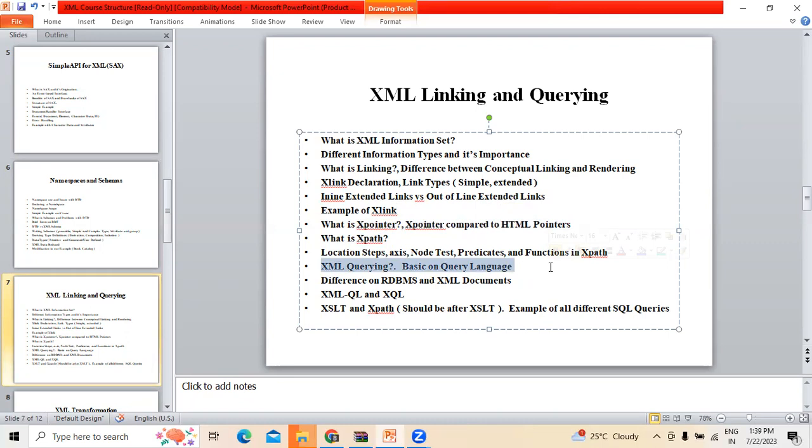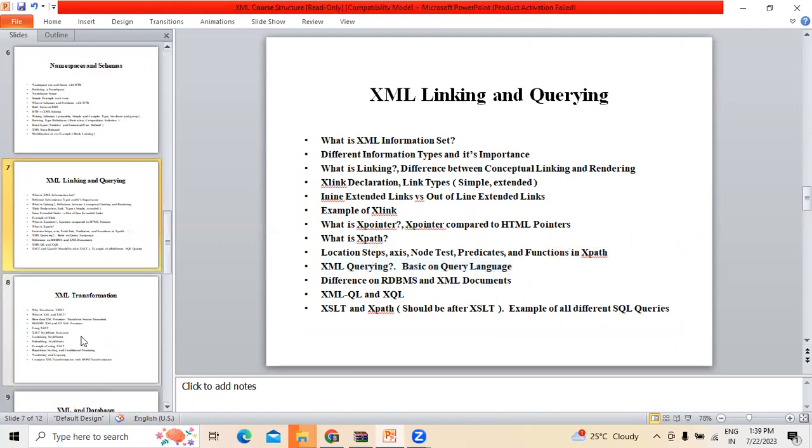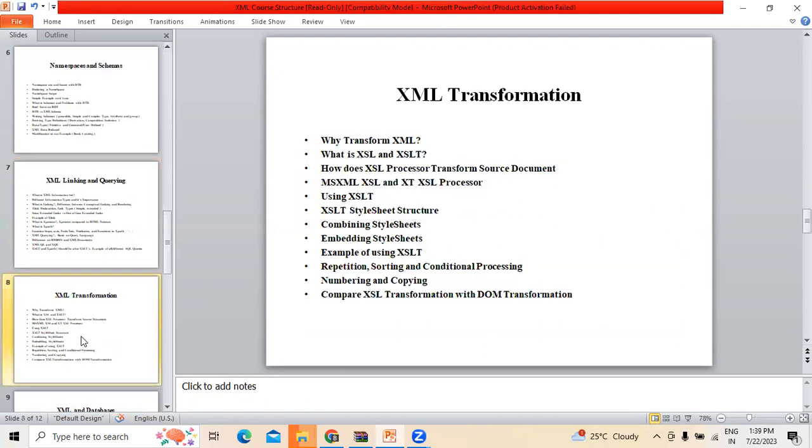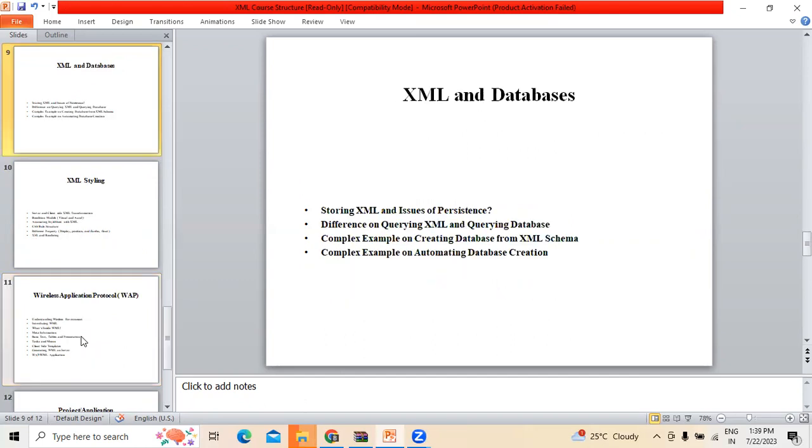Next, we must know about XSLT, XPath. All these must be known here. Next, XSL transformation is required. So why an XML transformation? What is XSL, XSLT? Right? So what are the different child structures we are going to use? And we must know an example of XSLT, all that.